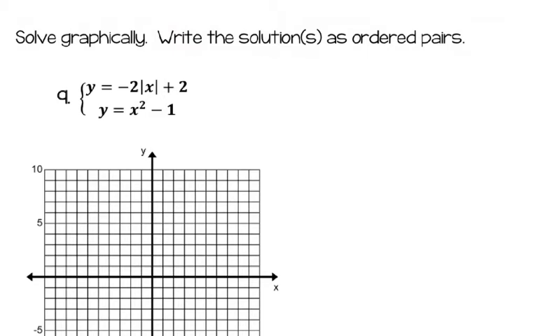Okay, for the next 3, we're not going to do all of that necessarily. We're just going to solve graphically and write the solution as ordered pairs. So my solutions will be like 2, maybe 3. It could be no solution, just depending.